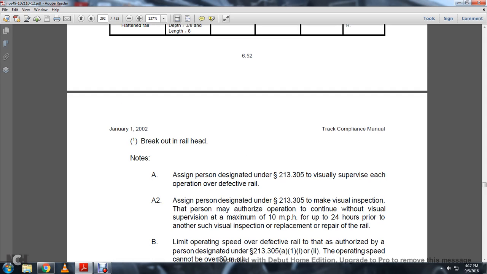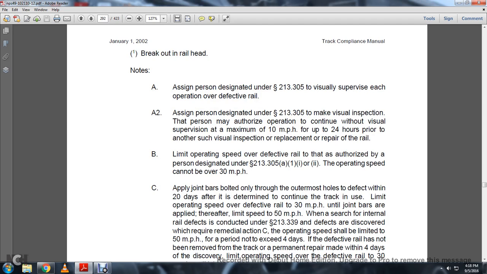Breakout in rail head. Notes: assign a person designated under section 213.305 to visually supervise each operation over the defective rail. Assign a person designated under section 213.305 to visually inspect. The person may authorize operation to continue without visual supervision at a maximum of 10 miles an hour for up to 24 hours prior to another such visual inspection, replacement, or repair of the rail. Limit operating speed over the defective rail to that authorized by the person designated under section 213.305(a)(1) and (2).